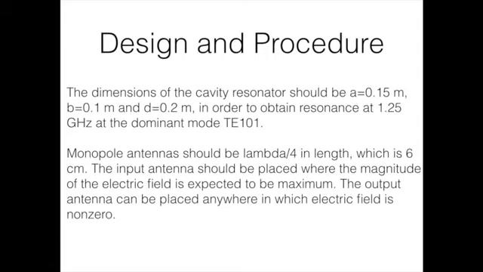And also we need two monopole antennas, one to excite the cavity resonator with the given frequency, and the second to measure the output, to verify that there is indeed resonance at that frequency. The monopole antennas should both be lambda/4 in length, which is 6 centimeters for 1.25 GHz. The input antenna should be placed where the magnitude of the electric field is expected to be maximum, and the output antenna can be placed anywhere in which the electric field is non-zero, but the output should be expected in a certain way based on the location.